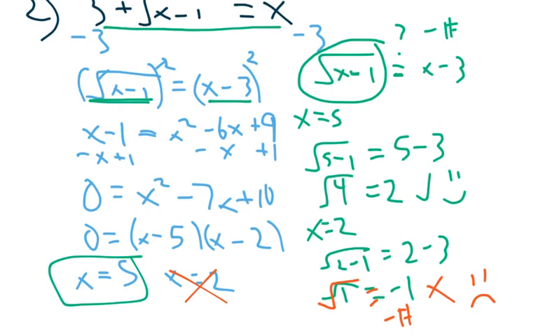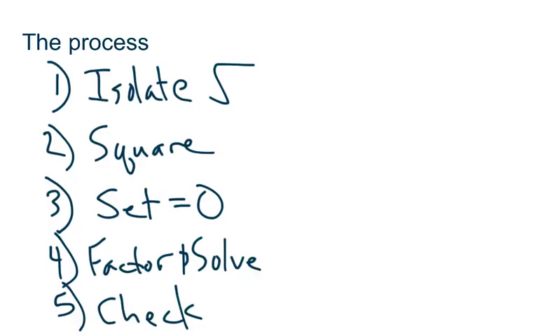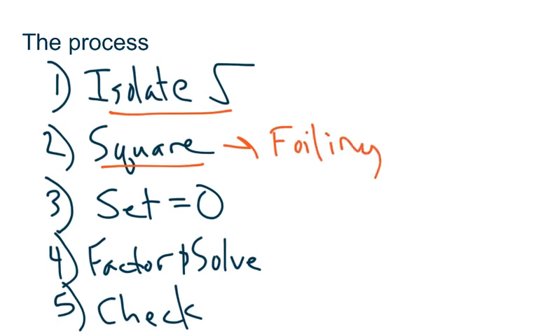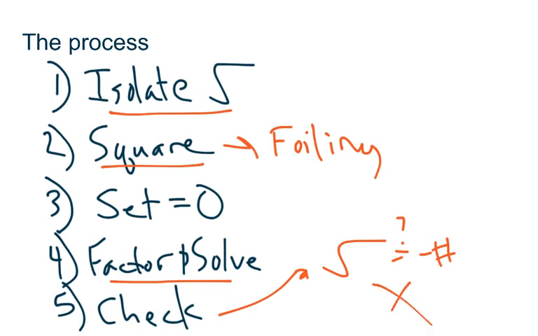So just to recap, I'm going to show you those 5 steps. It starts off with isolating the radical, squaring both sides. Keep in mind that squaring both sides is going to lead to foiling on one side. Set equal to 0, so that way you can factor and solve, and then you have to check. And the big thing you're looking for is a square root set equal to a negative number. If you have that, it's considered an extraneous solution, and you just use the other one.